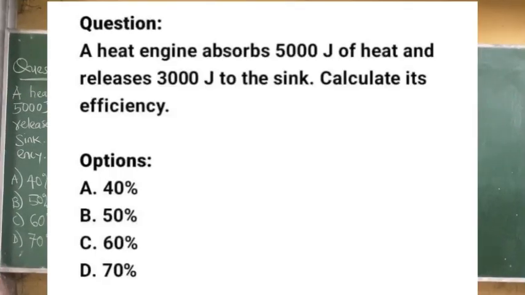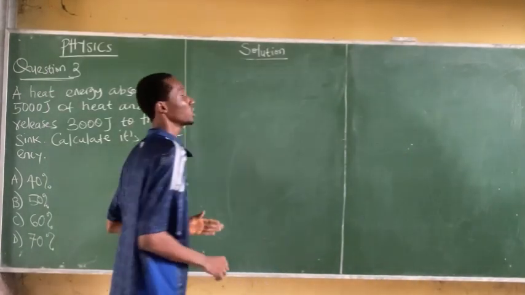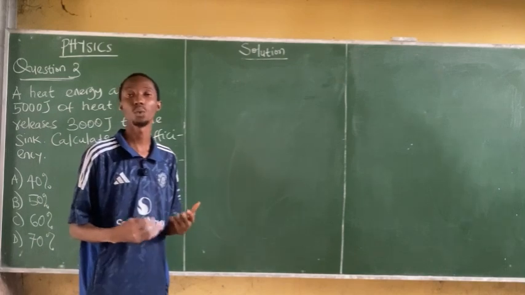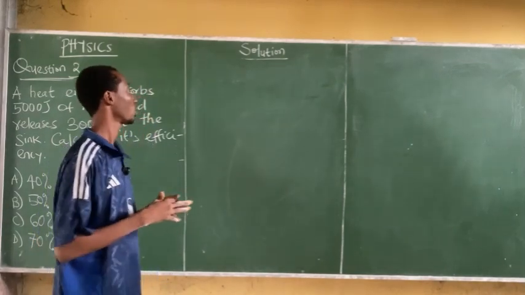Question 3 says a heat engine absorbs 5,000 joules of heat and releases 3,000 joules to the sink. Calculate its efficiency. Option A, 40%, option B, 50%, option C, 60%, and option D, 70%. They said we should find what? Efficiency. Efficiency measures how well heat is converted to useful work.